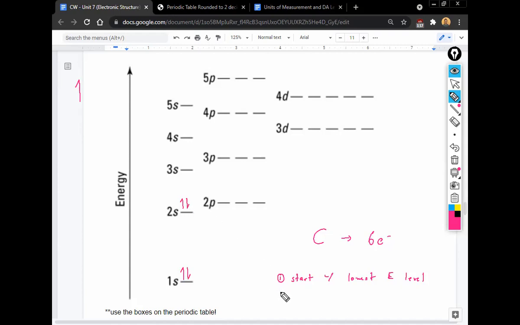This is where the next rule comes in. The next rule is that we want to fill up the empty subshells first. So we're gonna fill in empty energy levels first, and then we can start pairing the electrons together. Carbon has 5, 6, and so we want to do it like this. Now this might be a little bit weird, but we'll go over a couple more examples.